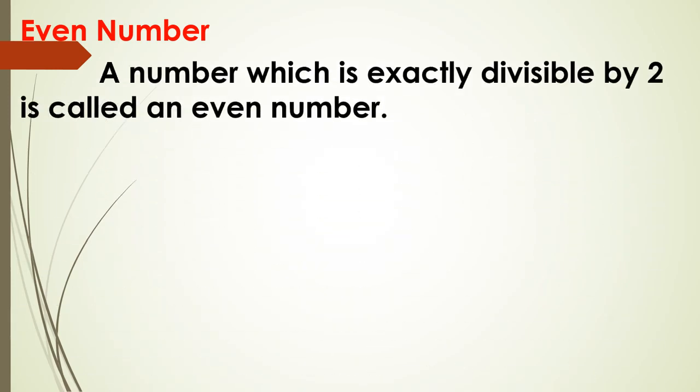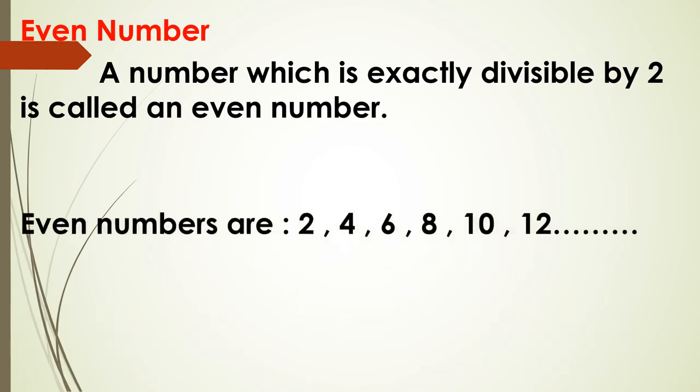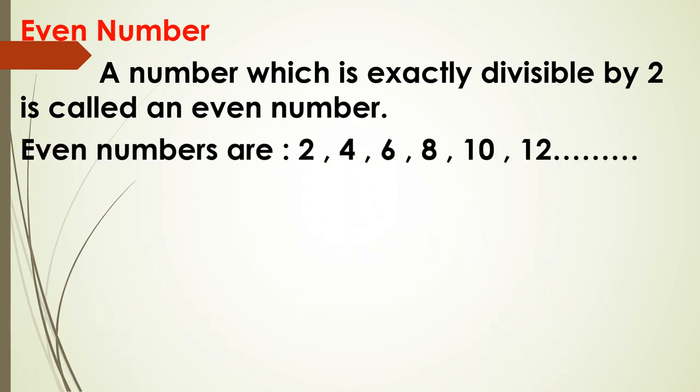A number which is exactly divisible by 2 is called an even number. It means a number which is divided by 2. Which number is divisible by 2 completely? There is no remainder left. Those numbers are called even numbers. Examples of even numbers are 2, 4, 6, 8, 10, 12 and many more.